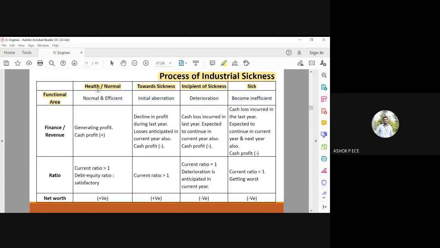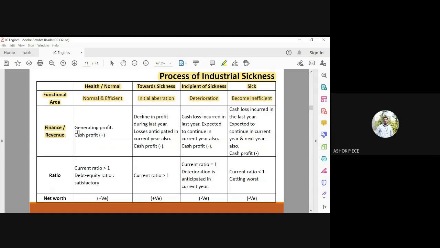First one, functional area. It is normal and efficient. The functional areas are very good, performing efficiently, and you are generating a huge amount of profit. Towards sickness means initial deviation in operation: reduction in profit, and you find a deviation in the functional area which is causing the reduction in profit. Incipient of sickness means deterioration, complete deterioration. Sick means the functional area is becoming inefficient.